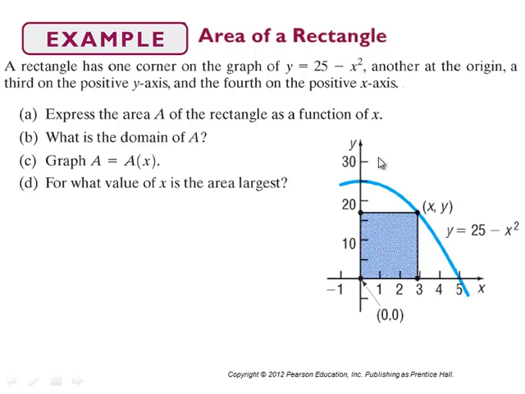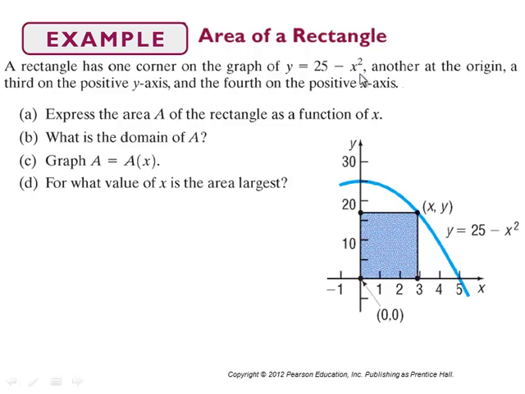And that's kind of what we're doing here. Let's read the example. A rectangle has one corner on the graph of y equals 25 minus x squared. And that graph is this blue curve right here. That's the graph of y equals 25 minus x squared.